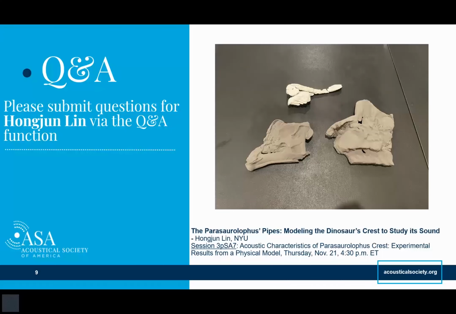Yeah, and was the reason you chose the Parasaurolophus because of the papers you found, or was it a dinosaur that interested you? Oh yeah, yeah.